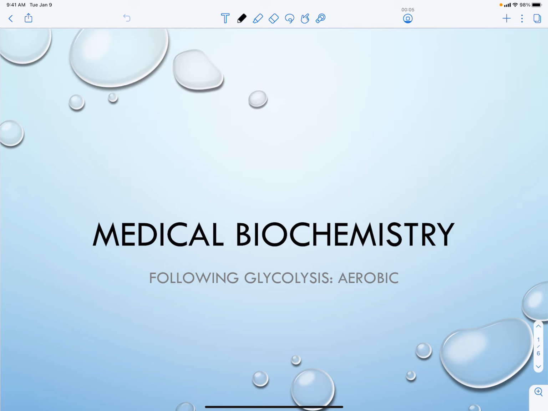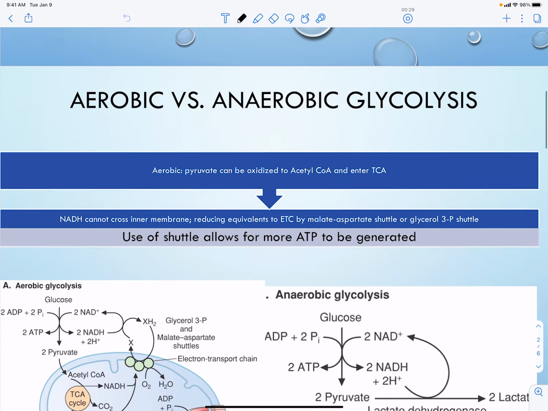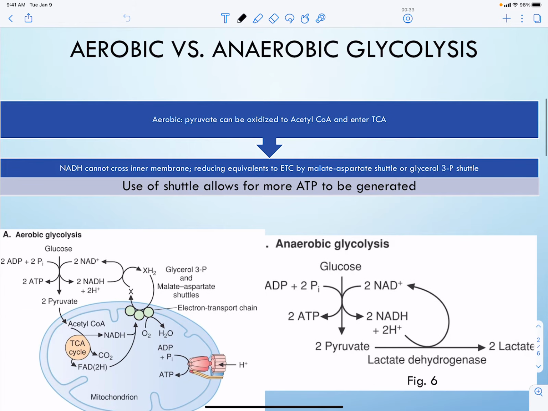Okay, so here we're going to talk about what happens after glycolysis. For glycolysis, of course, you are going to have the generation of ATP, and you're going to end up with a 3-carbon compound called pyruvate. You also have left behind NADH that had taken up some electrons. What happens after depends really on the availability of oxygen. So is oxygen available?